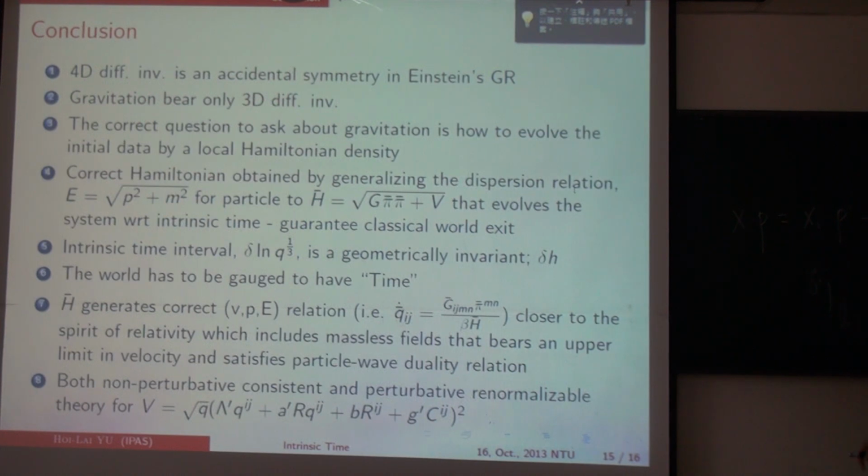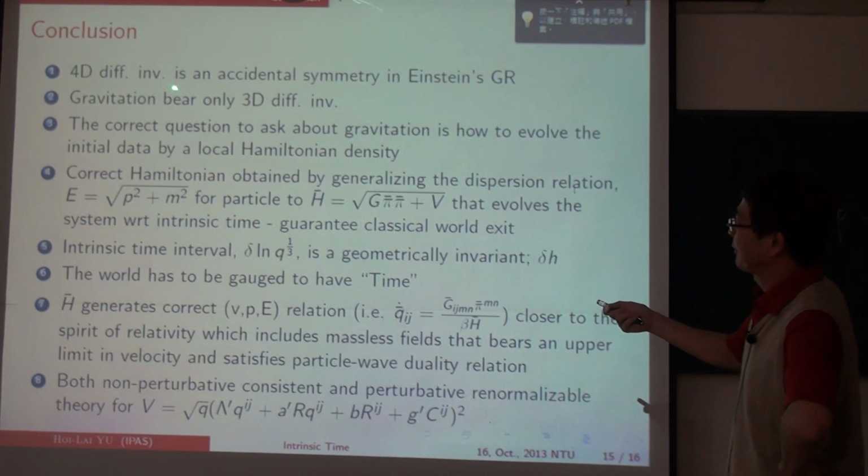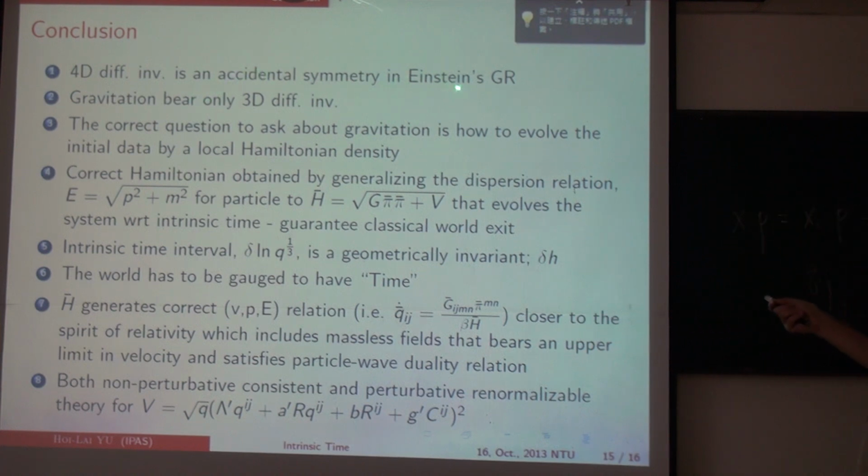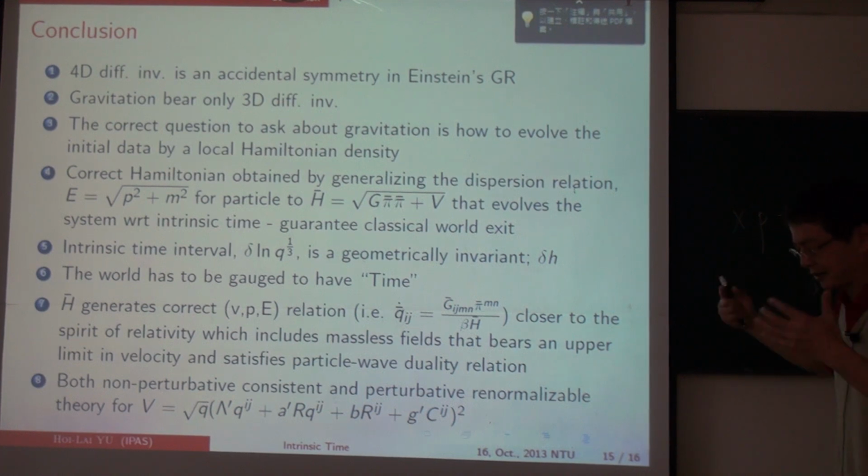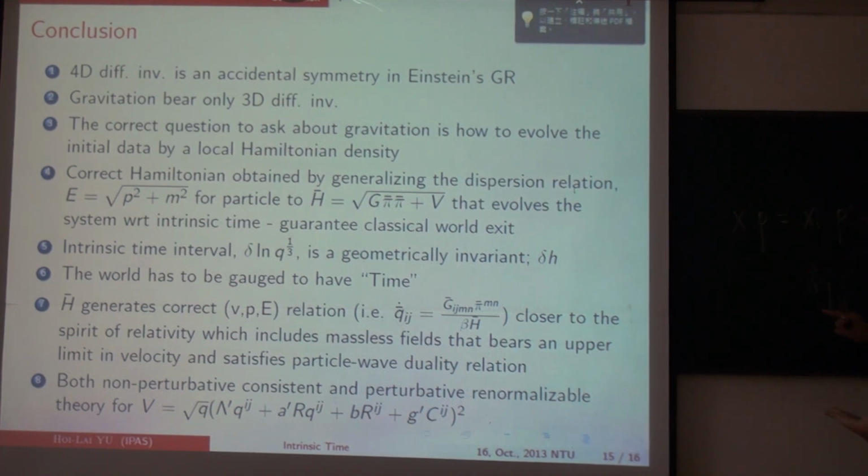So let me come to my conclusion. Four-dimensional diffeomorphism invariance is an accidental symmetry in Einstein GR. And gravitational theory only bears three-dimensional diffeomorphism invariance. The correct question to ask about gravitation is how to evolve the initial data by a local Hamiltonian density, not to ask what the general solutions are. Those are questions that have been wasting people so much time.